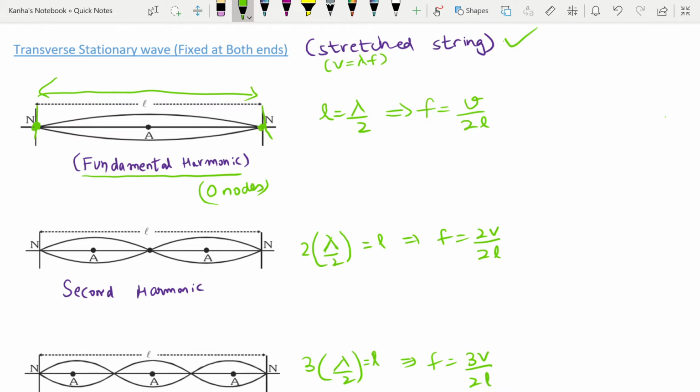So this is your fundamental harmonic. Here your length is equal to lambda by 2 or half of the wavelength. Because the full wavelength is something like this, so you are only considering this half. So that is why L is equal to lambda by 2, and given velocity is equal to lambda into frequency, you have frequency is equal to V by 2L.